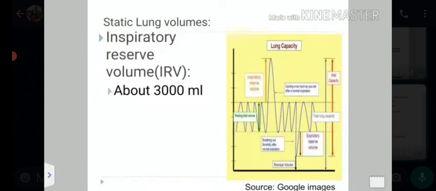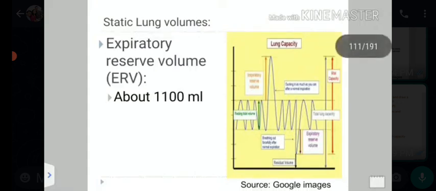Inspiratory reserve volume. It is the extra volume of air which can be inhaled with a maximum inspiratory effort beyond the normal tidal volume. And the normal value is about 3000 ml, ranges 2000 to 3200 ml in normal adult male.